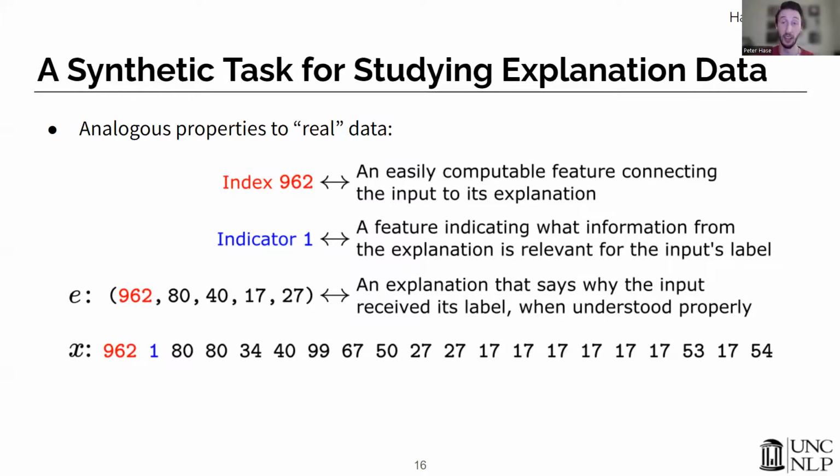Lastly, and most importantly, our explanations give the reason why data X gets label Y. In our example, the input gets label 1 because you need to count 80s and 40s, and there are more 80s than 40s.